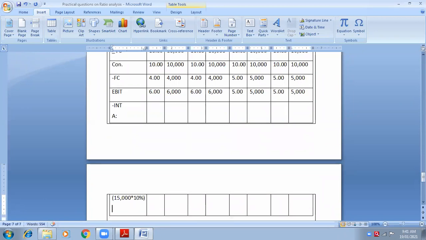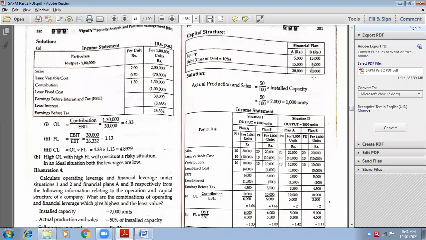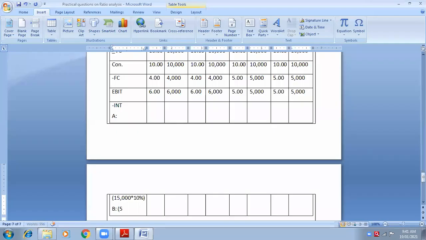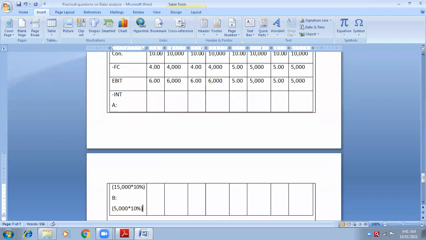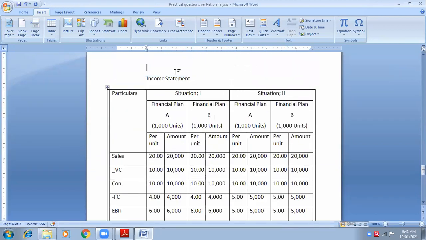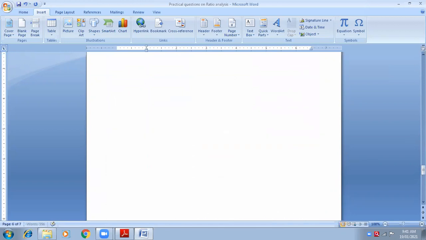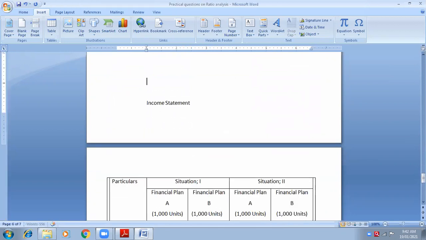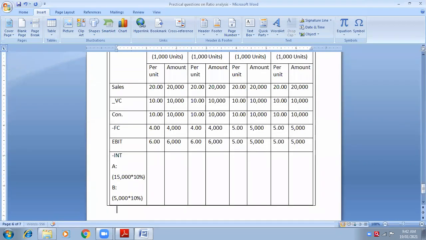Similarly for plan B. For plan B you have to make a bracket. Tell me what will be the bracket? The bracket will be 5,000 into 10%. For financial plan B you have 5,000. So 5,000 into 10 percentage and then bracket close. Okay. Let me do one thing. Let me bring this problem on one page. Now it will be clear how to write down.